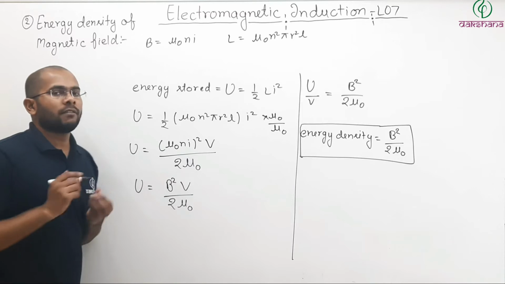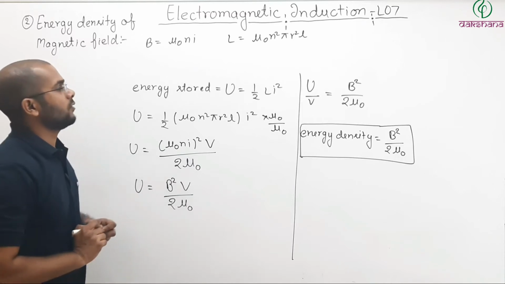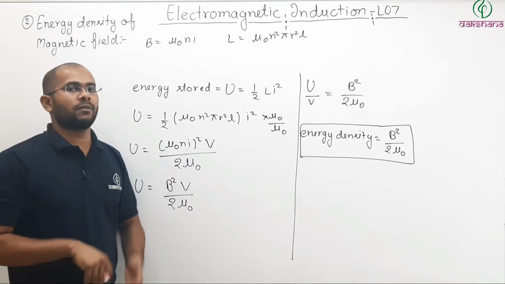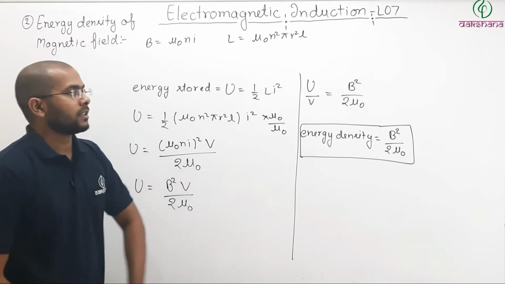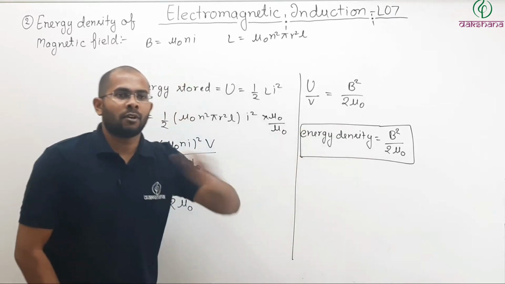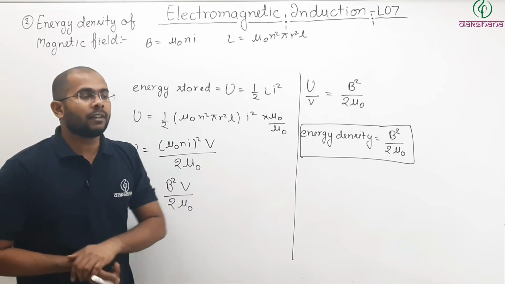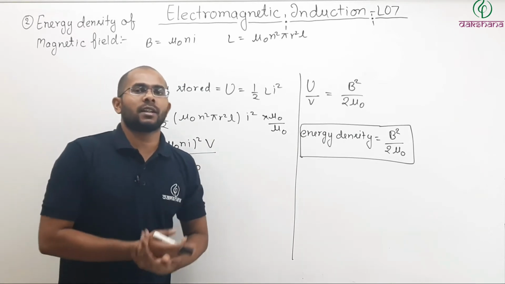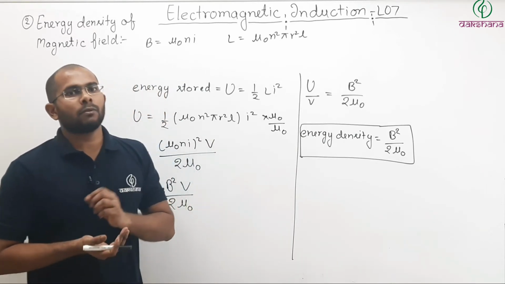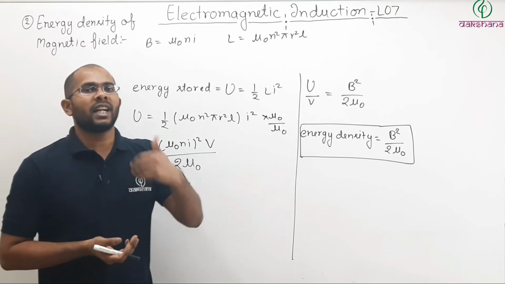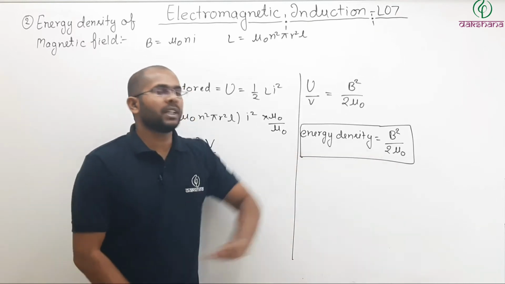Now remember, even though we have derived this formula assuming the case of an ideal solenoid, this formula will be valid for any kind of magnetic field. If there is a magnetic field which is not generated by a solenoid, then also if you want to know the energy density of that magnetic field, this will be correct.